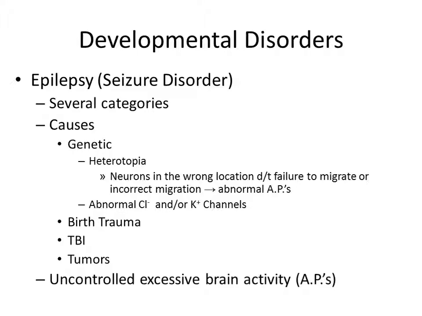We also see genetic abnormalities in ion channels, and we'll talk about ion channels next week, for chloride and potassium in particular. But with epilepsy, we tend to get uncontrolled and excessive brain activity or action potentials. And too much action leads to cell death.